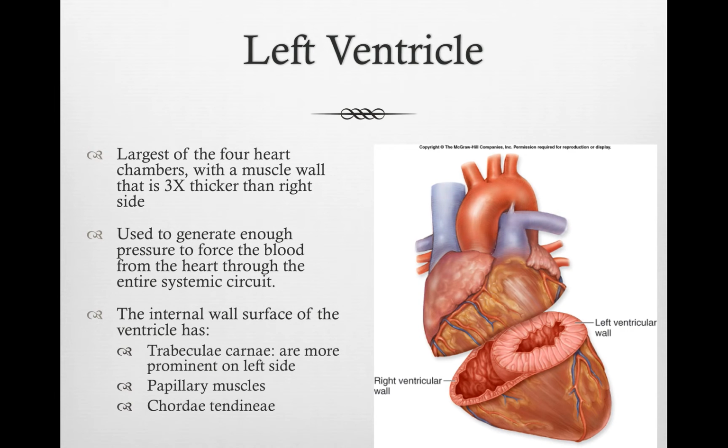And so you want to use this knowledge to your advantage when you're looking at the heart. Anytime you see a cross-section of the heart, you can look at the thickness of the two walls respectively. And the thinner wall, if they're both ventricles, is going to be the right ventricle. And the thicker wall is always going to be the left.